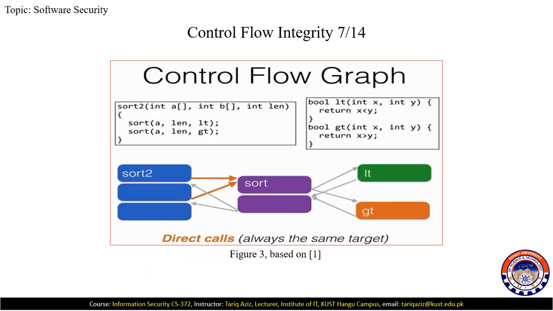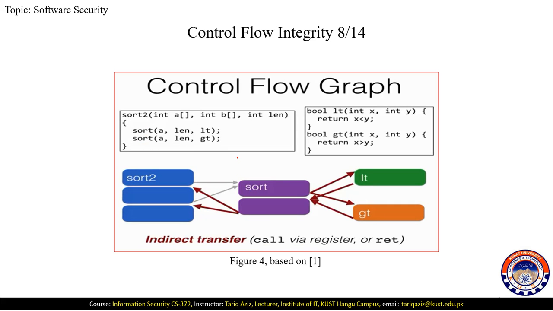Now, dear students, if you look at the diagram, let me explain the direct calls and indirect calls with the help of the diagram. This sort2 function is calling the sort function two times. The first time is here and the second time is here. The orange arrows represent the direct calls, so the CFG is not used to monitor these calls, because these are direct calls. Instead, the CFG is used to monitor the indirect calls. And what are the indirect calls? The arrows with the red color are the indirect calls.